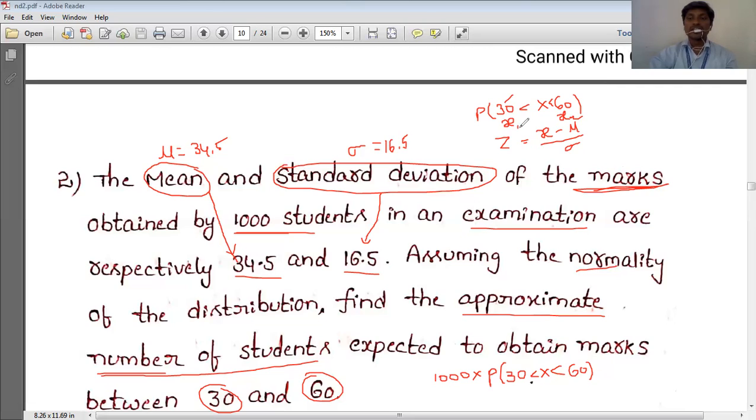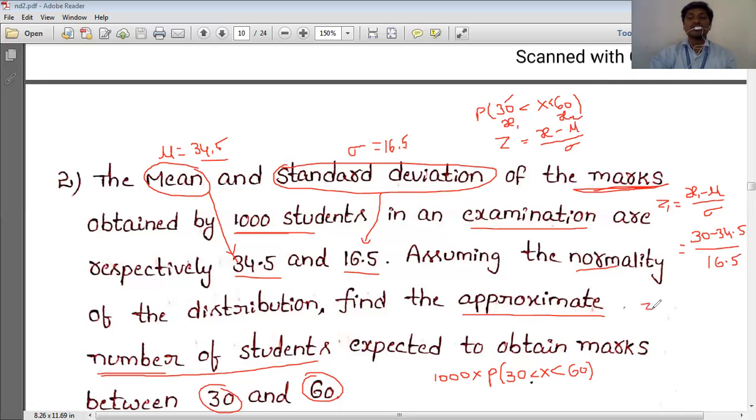So when x1 is equal, we need to calculate z1, which is equal to x1 minus mu by sigma. Here we already know the value of x1. So x1 is how much? 30 minus mu, which is 34.5 as given. So 34.5 by sigma. Sigma is what they mentioned in the problem, 16.5. Then we get the value of Z1.